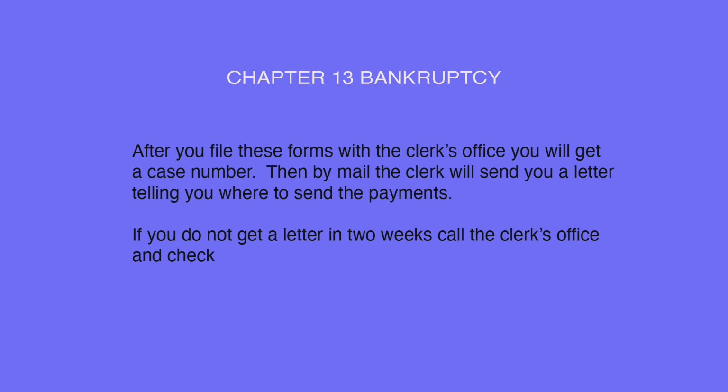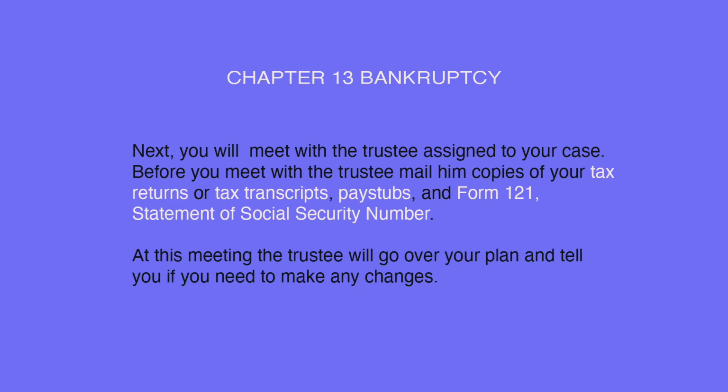After you file these forms with the clerk's office, you will get a case number. Then by mail, the clerk will send you a letter telling you where to send the payments. If you do not get a letter in 2 weeks, call the clerk's office and check. Next, you will meet with the trustee assigned to your case. Before you meet with the trustee, mail him copies of your tax returns or tax transcripts, pay stubs, and Form 121, Statement of Social Security Number. At this meeting, the trustee will go over your plan and tell you if you need to make any changes.